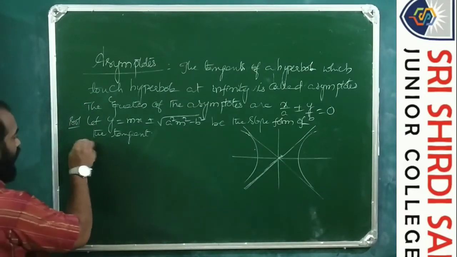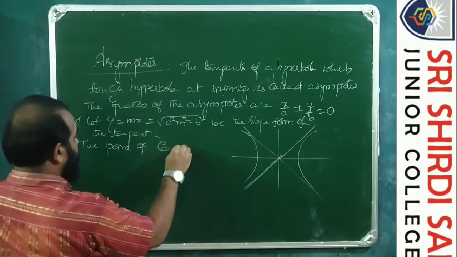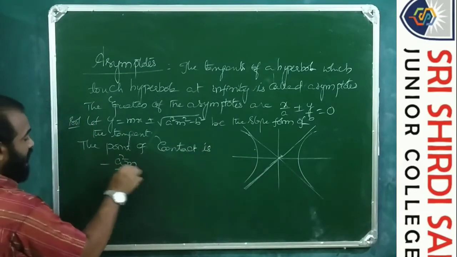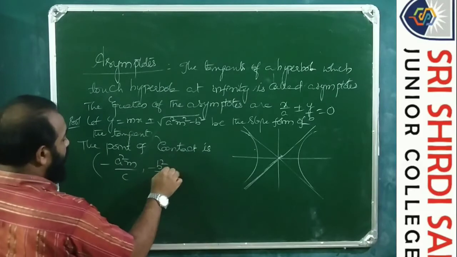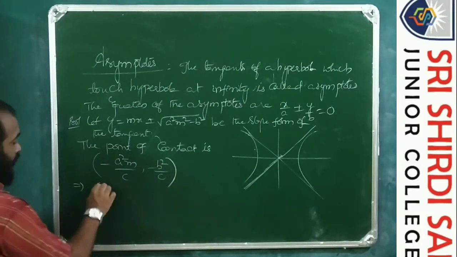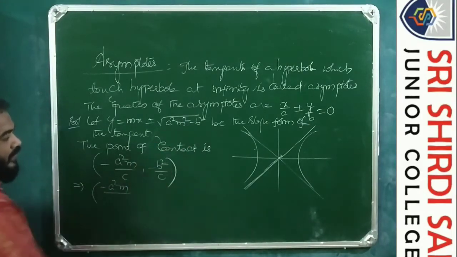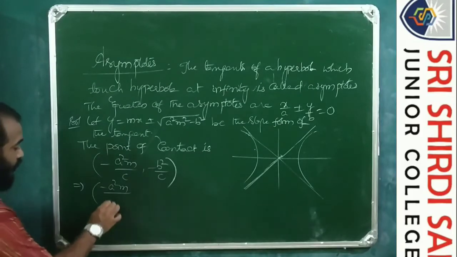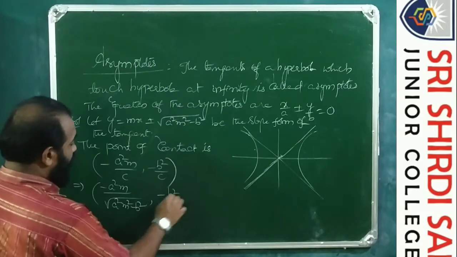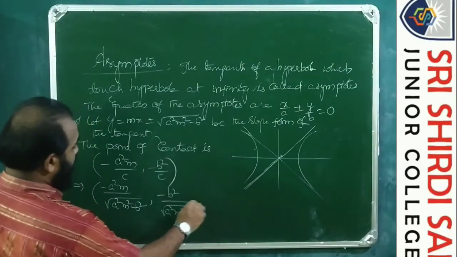So the point of contact is minus a square m by c comma minus b square by c. So here c square equals a square m square minus b square. So c equals the square root of a square m square minus b square, and this is minus b square by the square root of a square m square minus b square.